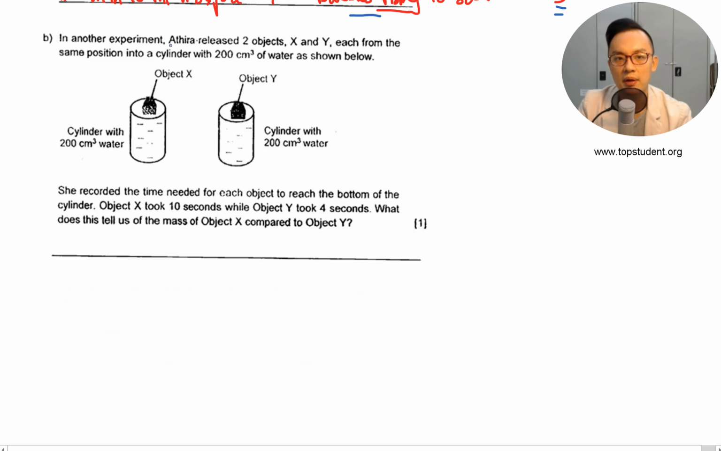In another experiment, Athiba released 2 objects X and Y, each from the same position, into a cylinder with 200 cubic centimeters of water as shown below. So object X goes down, object Y goes down. She recorded the time needed for each object to reach the bottom of the cylinder. X took 10 seconds and Y took 4 seconds. What does this tell us about the mass of object X compared to the mass of object Y?